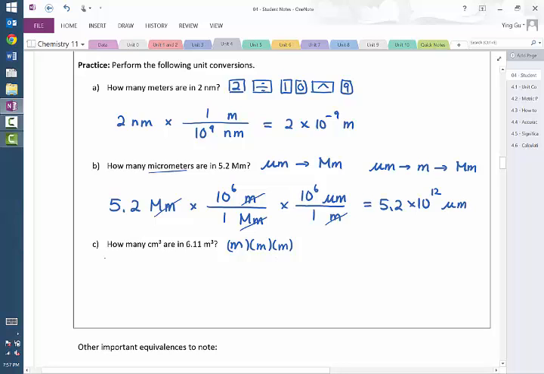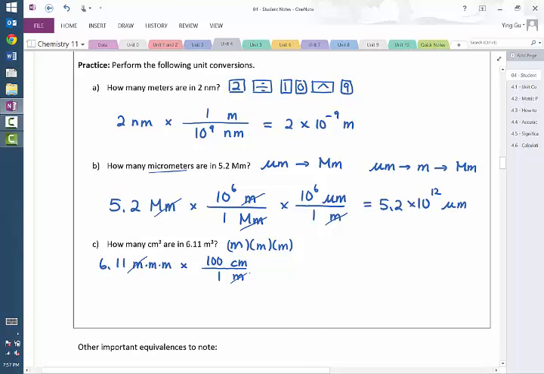So we can do this problem in this way. 6.11, we have meters times meters times meters. We want to convert that to centimeters cubed, which is centimeters times centimeters times centimeters. Our conversion factor is going to be centimeters up top, so that's what you want, meters down bottom. The relationship between meters and centimeters is that there are 100 centimeters for every 1 meter. If we do this conversion, we notice that one of our meters unit will cancel.